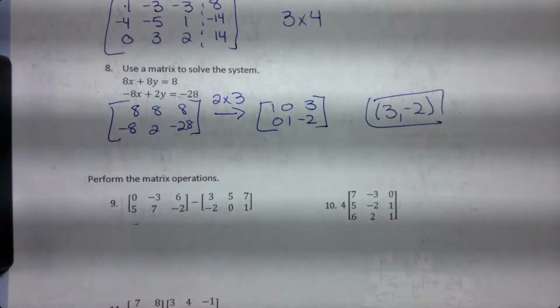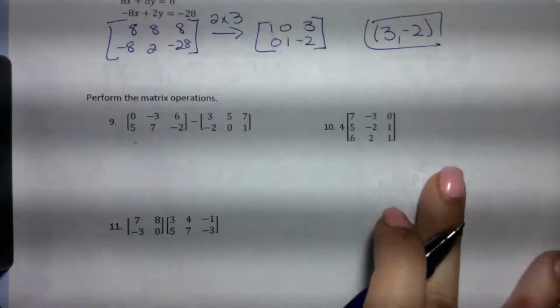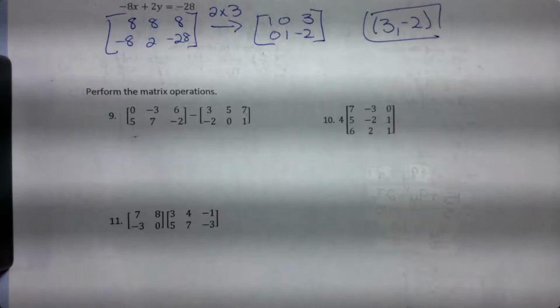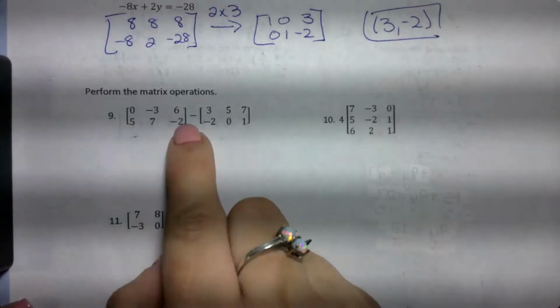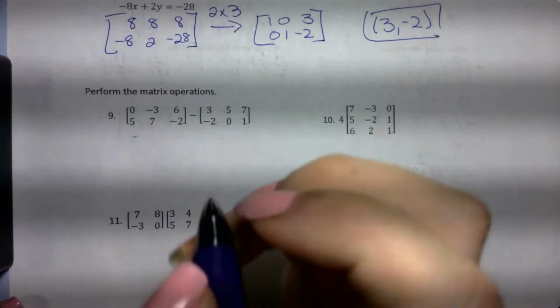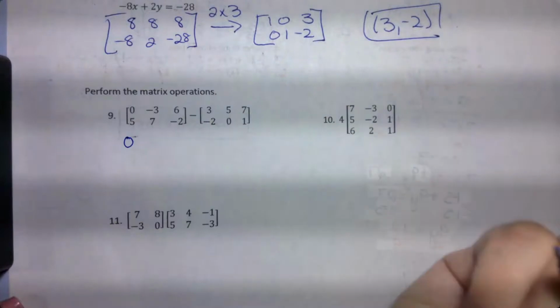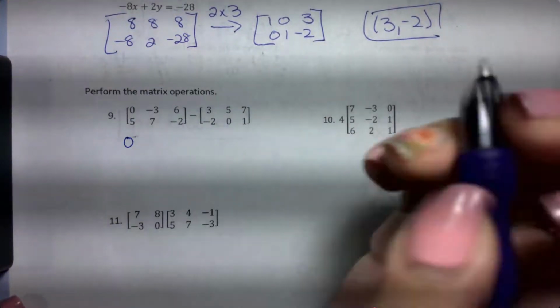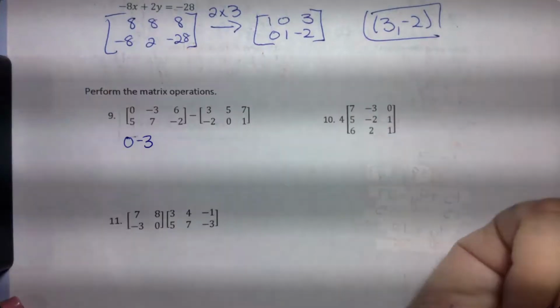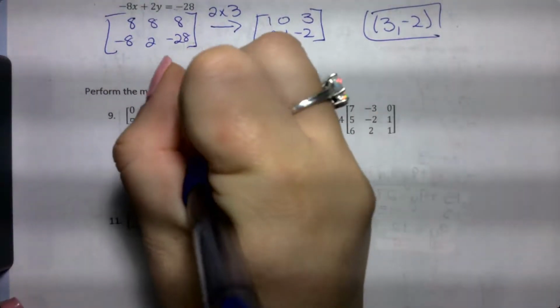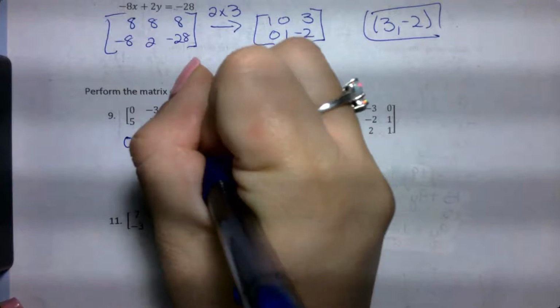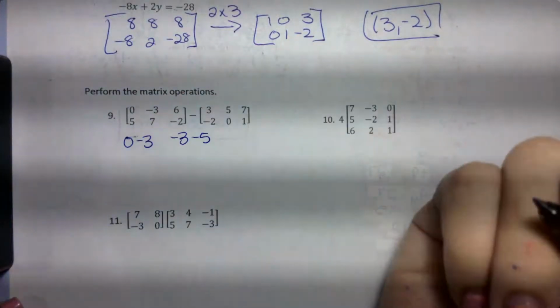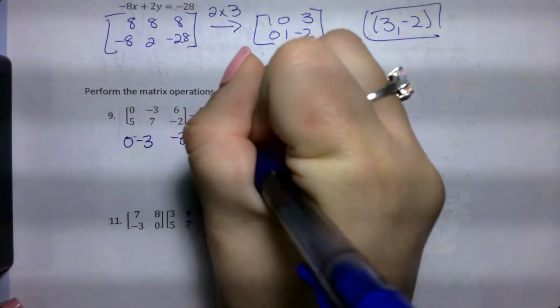On the last 3 questions, these will each be worth a single point, so make sure you do your math correctly. The first one is combining them with subtraction. So I just want to subtract each of my terms. I'm going to match up my terms between rows and columns. So my first row, first column is going to give me 0 minus 3. My first row, second column is negative 3 minus 5. My first row, third column is 6 minus 7.